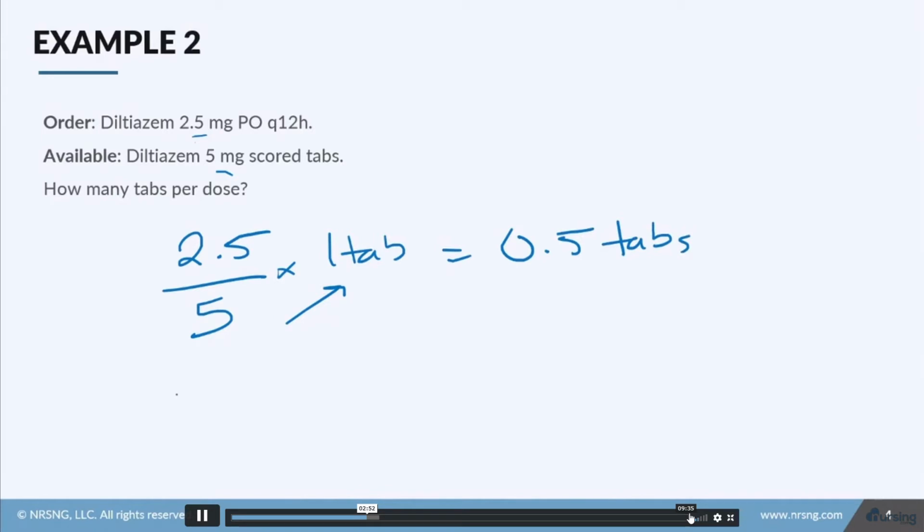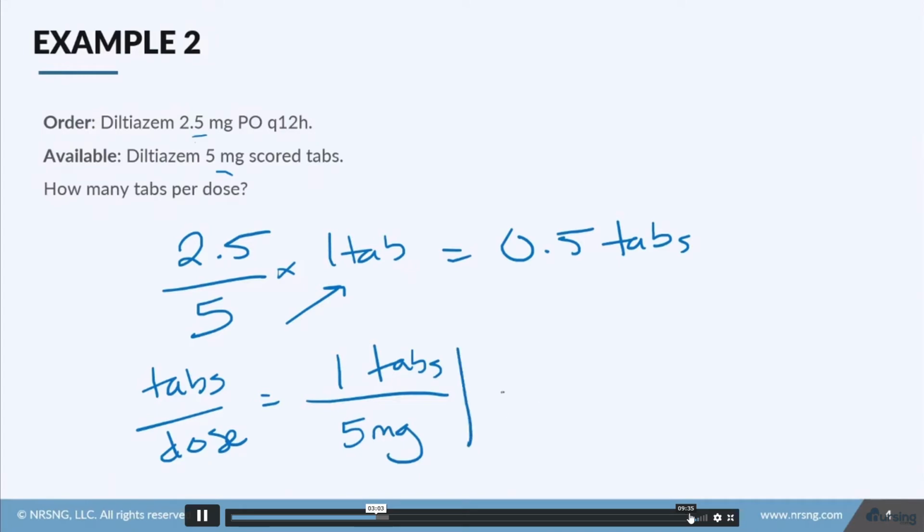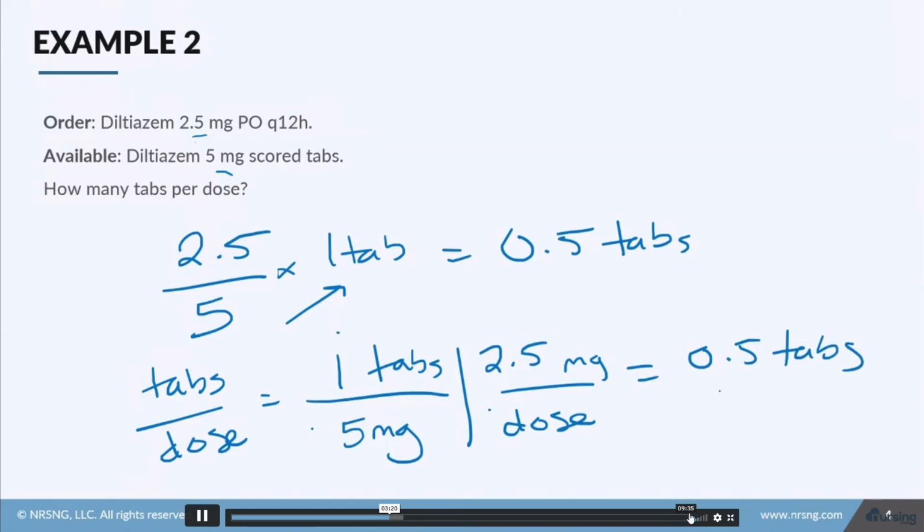Let's look at dimensional analysis and do the same thing. We're looking for tabs per dose. Transfer your top units over, tabs. What do we know? 1 tab is 5 milligrams. Transfer your units. What do we know about milligrams? We're looking for 2.5 milligrams per dose. Multiply across the top, divide across the bottom. 1 times 2.5 divided by 5 divided by 1 equals 0.5 tabs. Again, your last step is always to verify, does a half tab of this medication make sense? It's a scored tab. That seems appropriate. So we would verify, yes, this makes sense.